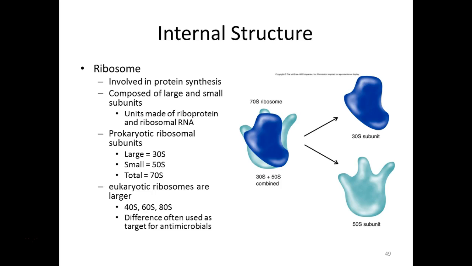So our ribosomes, every cell has them, right? And you need them for protein synthesis. They're made up of 2 globular units, referred to as 2 subunits. The subunits are made of protein and ribosomal RNA. Sometimes referred to as riboprotein because it makes up the ribosome.